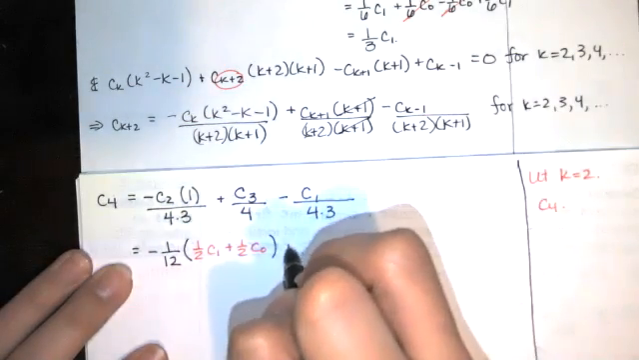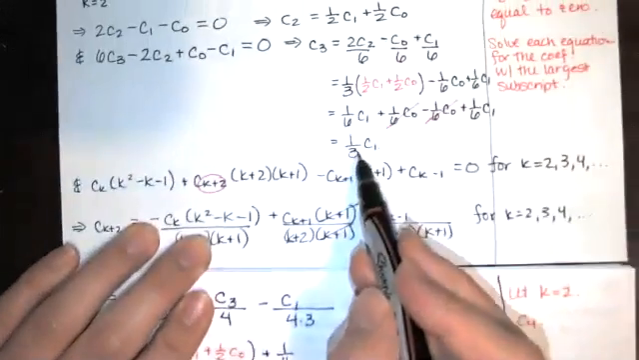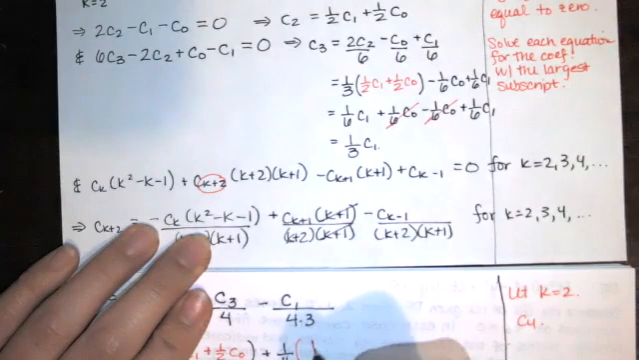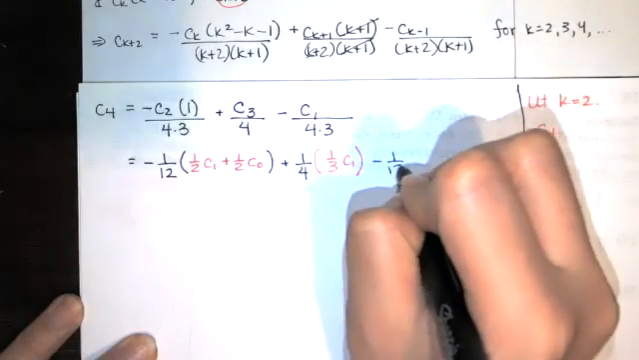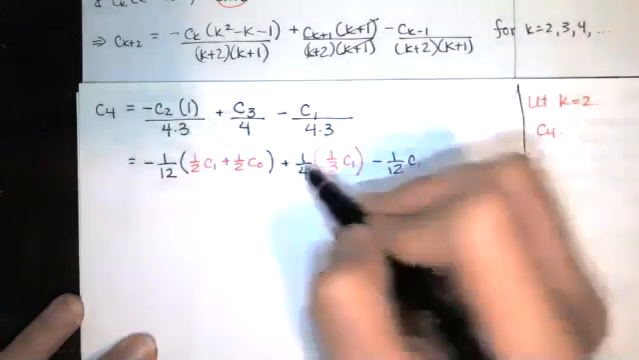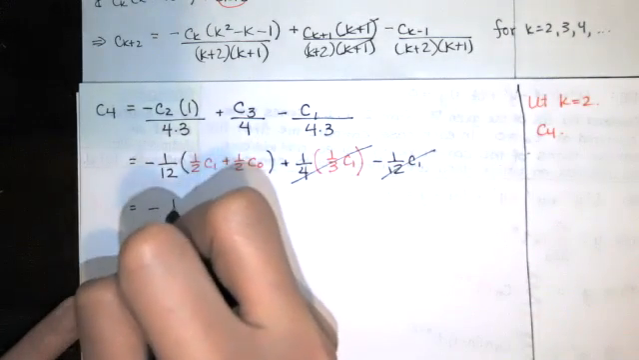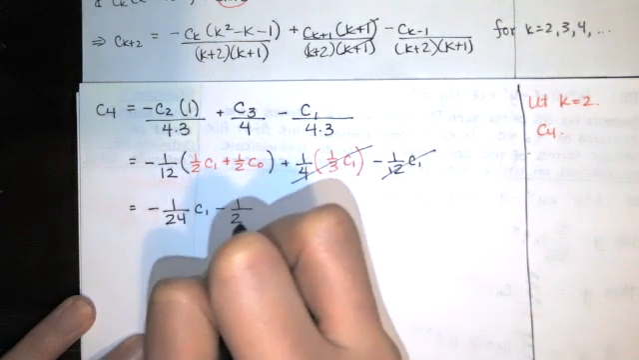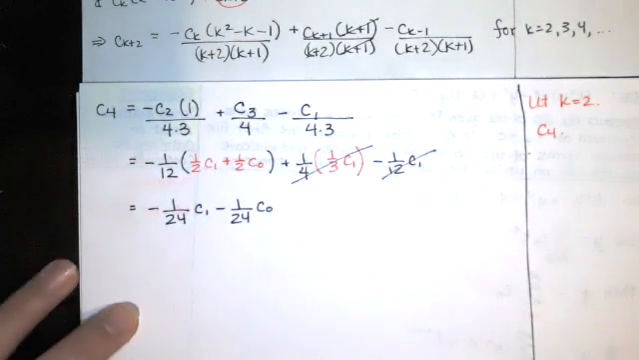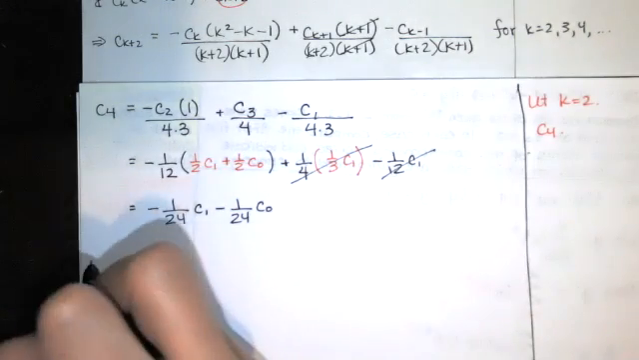And you're adding 1/4 of c sub 3, and c sub 3 was 1/3 c sub 1. So you've got that there. And then you're subtracting 1/12 of c sub 1. Those actually reduce, so those guys are gone. Let's see what we get over here. I've got negative 1 over 24 c sub 1 minus 1 over 24 c sub 0. So I've got 1 more for c sub 0 and 1 more for c sub 1.